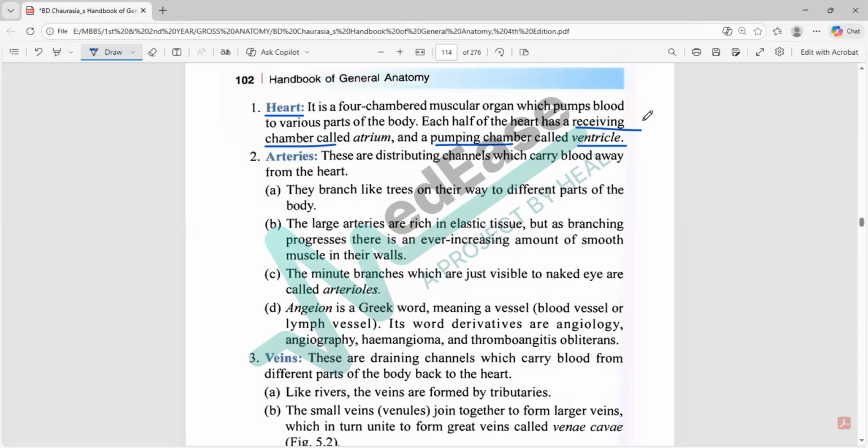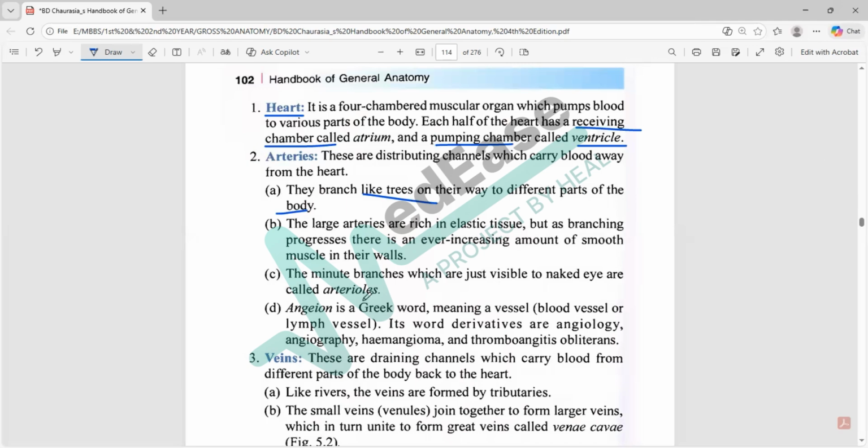The arteries branch like trees in different parts of the body. We need to remember there are two main types of arteries: the elastic arteries and the muscular arteries. The elastic arteries are present near the aorta, and these are mainly responsible for resisting the changes in pressure, whereas the other type of arteries, which are present near the tissues away from the aorta, are the muscular arteries. These are mainly involved in the regulation of the blood flow to particular tissues.